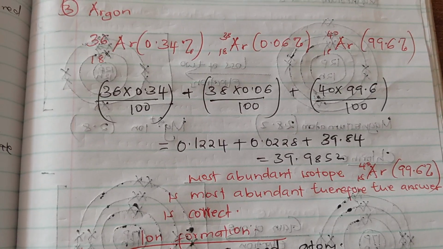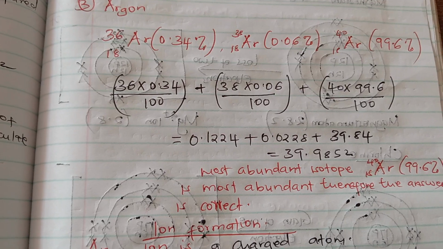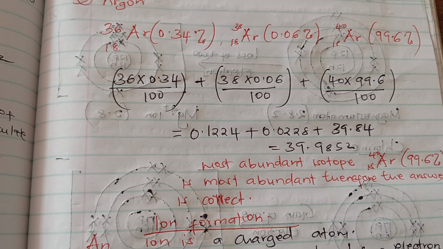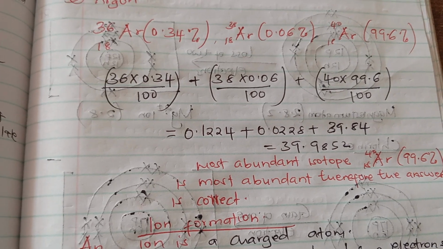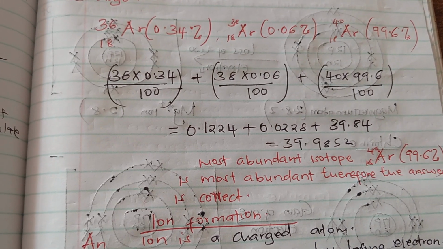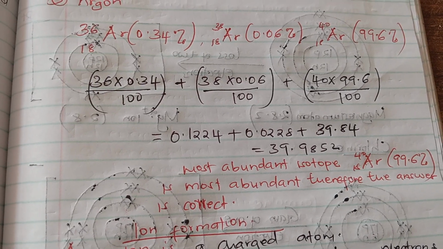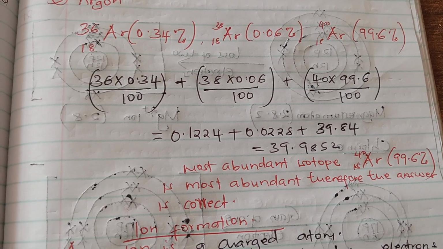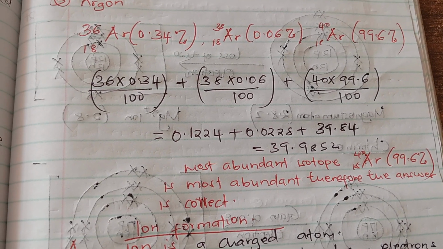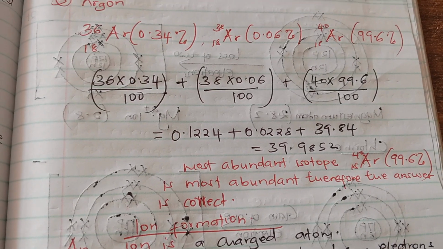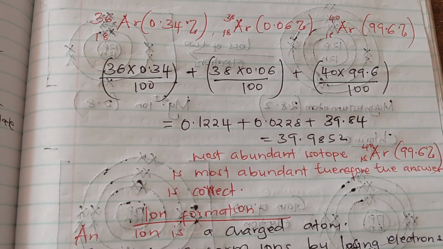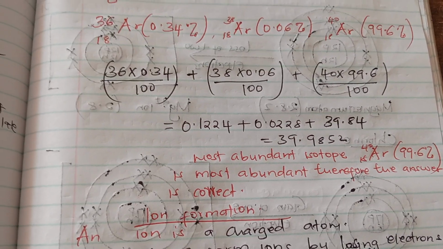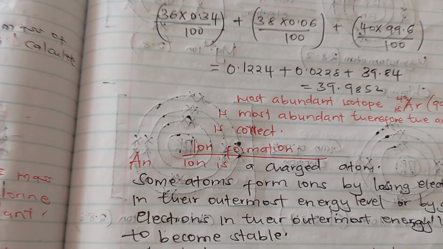You have argon with the mass number of 36 and a percentage of 0.34, then 38 with 0.06, and 40 with 99.6. So the same thing, you'll take 36 multiplied by its percentage over 100, plus 38, which is the mass number of argon, 38 multiplied by 0.06 over 100, plus 40 times 99.9 over 100. So with that, you will get a relative atomic mass closer to the most abundant isotope here, which is argon 40.